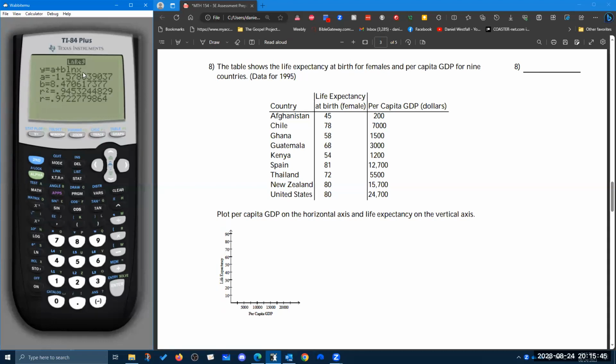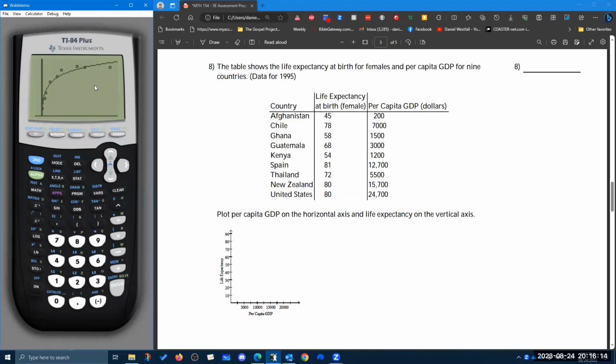Now with this model that I have that is logarithmic, 94.5% of my change in life expectancy is explained by per capita GDP. And it's got a very strong correlation coefficient there. And if I look at the graph now, that is not quite perfect, but you don't get much better than that.